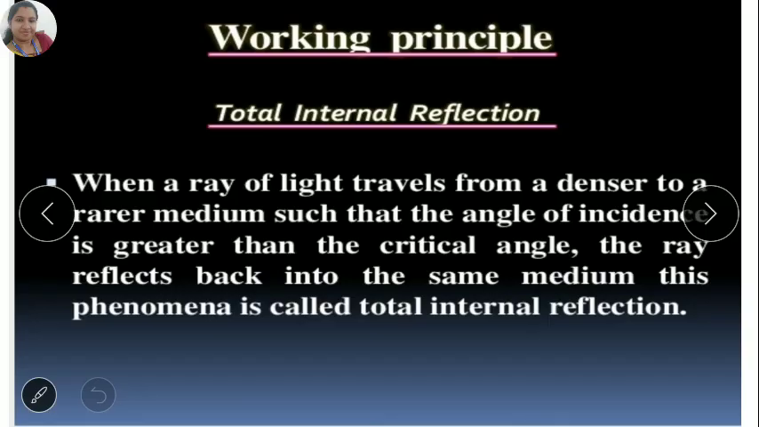Total internal reflection is when a ray of light travels from a denser to a rarer medium such that the angle of incidence is greater than the critical angle, and the ray is reflected back into the same medium. This phenomenon is called total internal reflection. Simply, we can say that if the angle of incidence is greater than the critical angle, the light ray is reflected back into the medium itself. That is called total internal reflection, which we observed in the diagram.